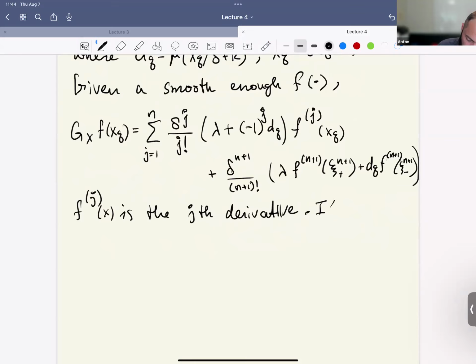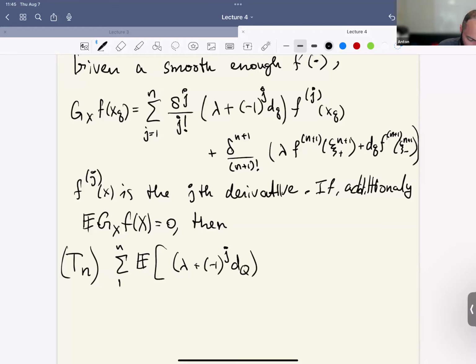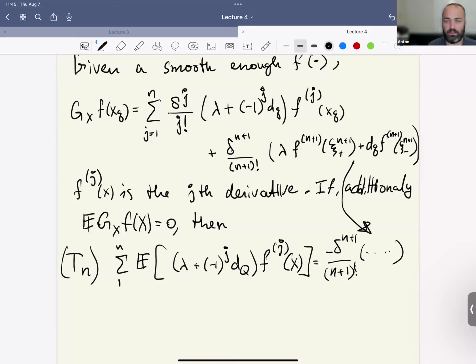If additionally the BAR holds, then basically what the BAR says is that, let me call this equation T sub n: sum from 1 to n, expected value, lambda plus, and I'm using capital Q to denote the stationary distribution, negative delta to the n plus 1 over, so this is just the Taylor remainder term that I don't need to copy down so much.